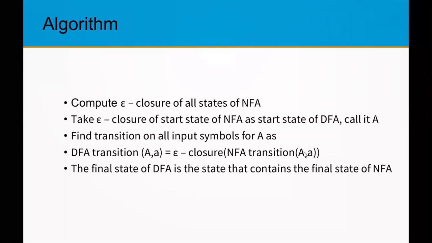So the steps are something like this. The first step is that we have to compute the epsilon closure of all states of the NFA. So given an NFA, we have to find the epsilon closure of each of the states and write it in the form of a table. Next, we will take the epsilon closure of the start state of the NFA to be the start state of the DFA. Let us call this state A. I think this will be better understood if I take an example.